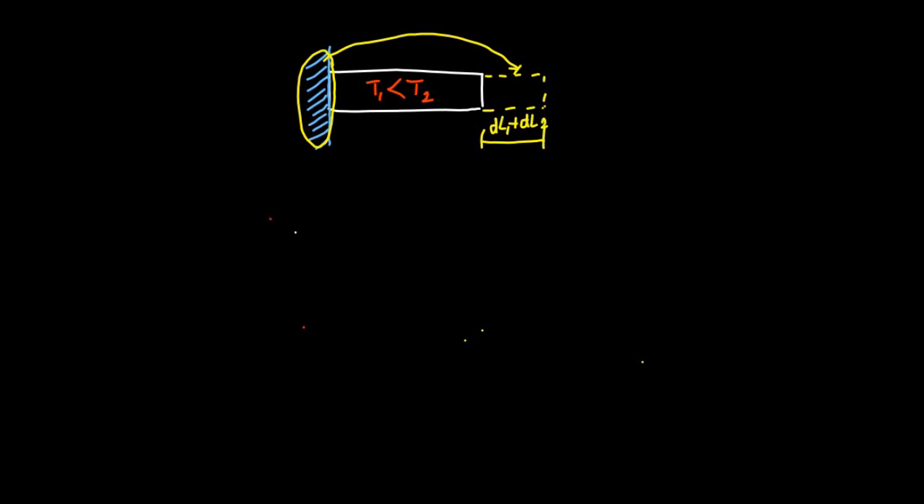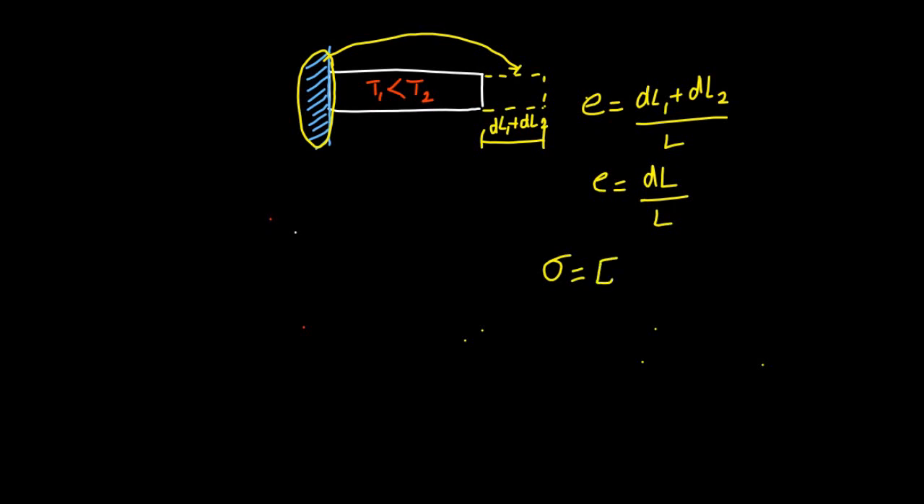So now this time, what is strain? I can define something called a strain. Strain is going to be change in length, which is dl1 plus dl2, divided by the original length, which is L. So strain still is going to be dl divided by the original length. Stress in this case should be Young's modulus into strain, but again, this is wrong. Stress even in this case is going to be 0. All right, so that is case 2.